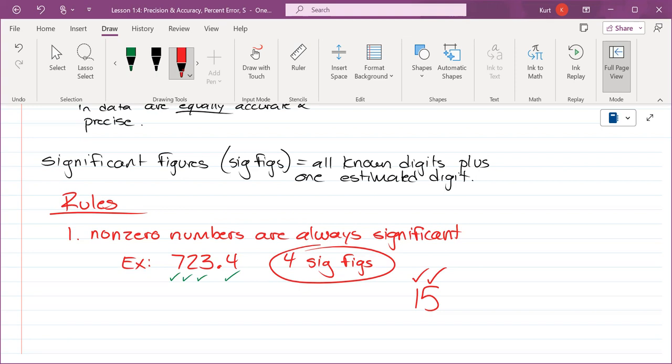Got it. How much do you weigh? How many sig figs is that? 4. Where do you see the 4? Is 1 a sig fig? Is 4 a sig fig? Is 5 a sig fig? So how many sig figs are there? 3. Because that's going to this number, 723.4. That's 4 digits that are significant.